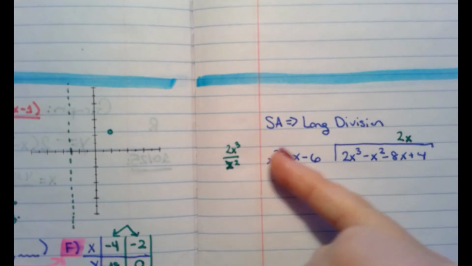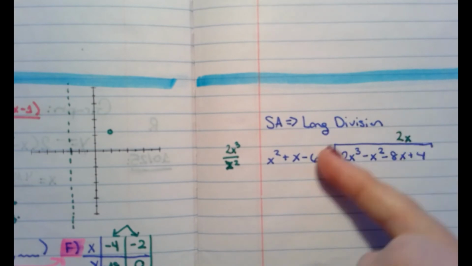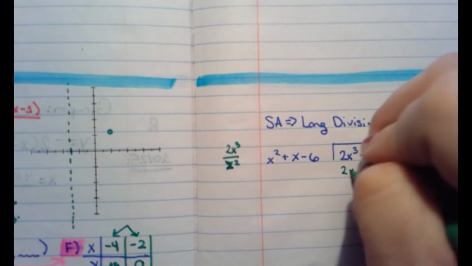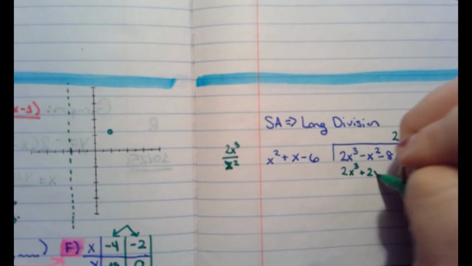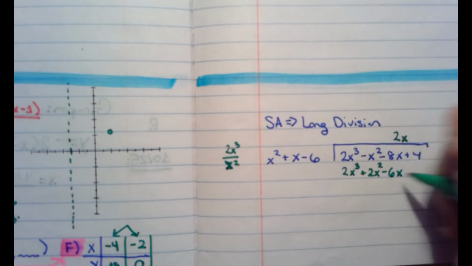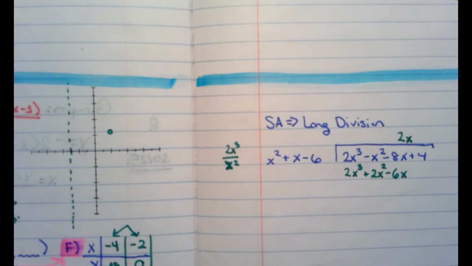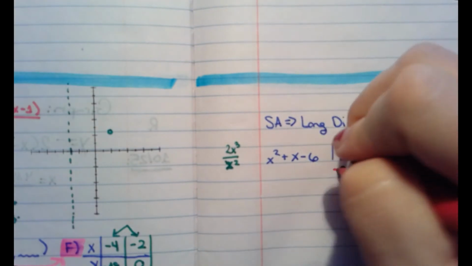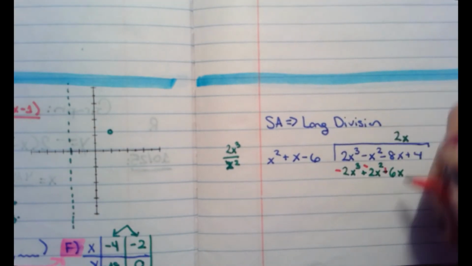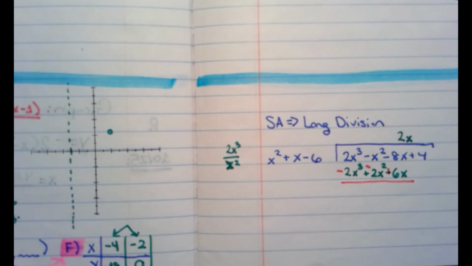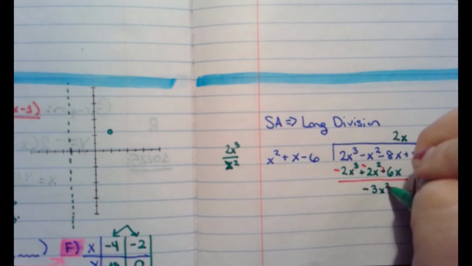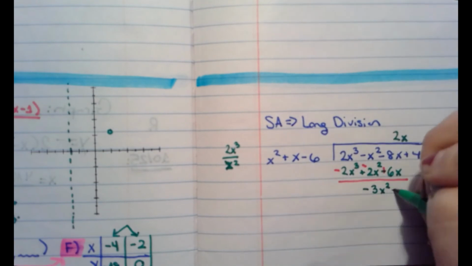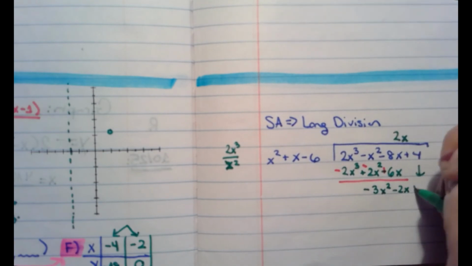Okay, and then I'm going to distribute, and get 2x cubed. They match, good, keep going, plus 2x squared minus 6x. And then I always recommend a separate color, something to make sure you are subtracting to find out what is remaining. Okay, and then we get minus 3x squared minus 2x and bring down the 4.